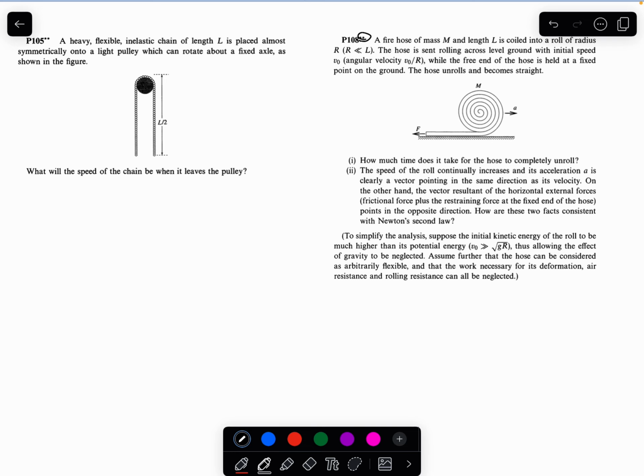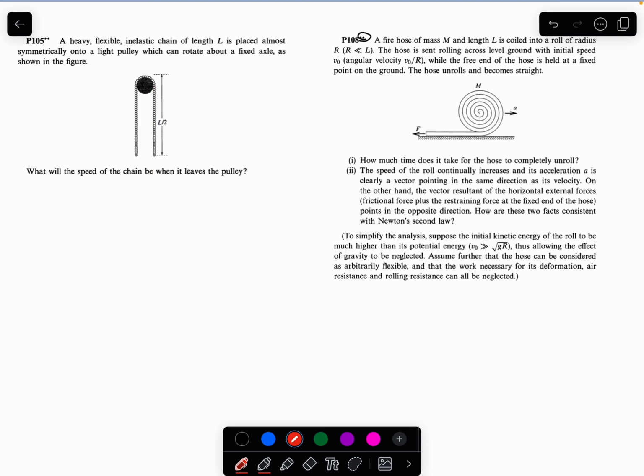There's a heavy flexible inelastic chain of length L placed almost symmetrically onto a light pulley, which can rotate about a fixed axle, as shown in the figure. What will the speed of the chain be when it leaves the pulley? So you might first imagine that it will leave like this with the velocity. But if it's so trivial, would this be an interview problem? No.